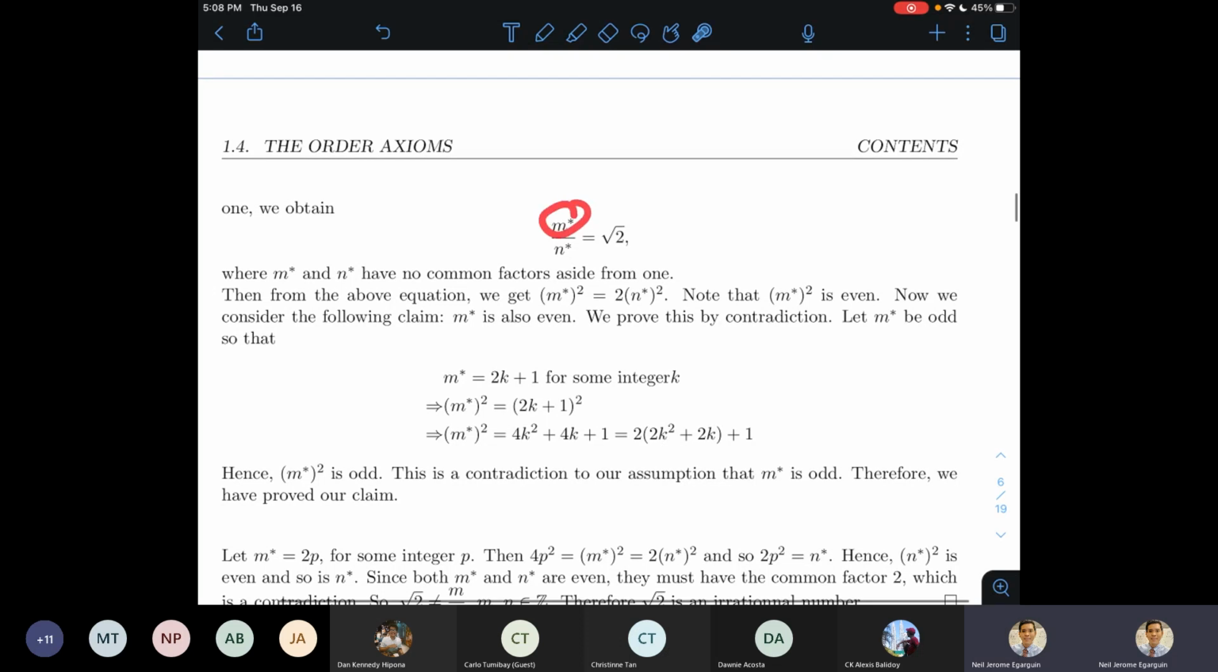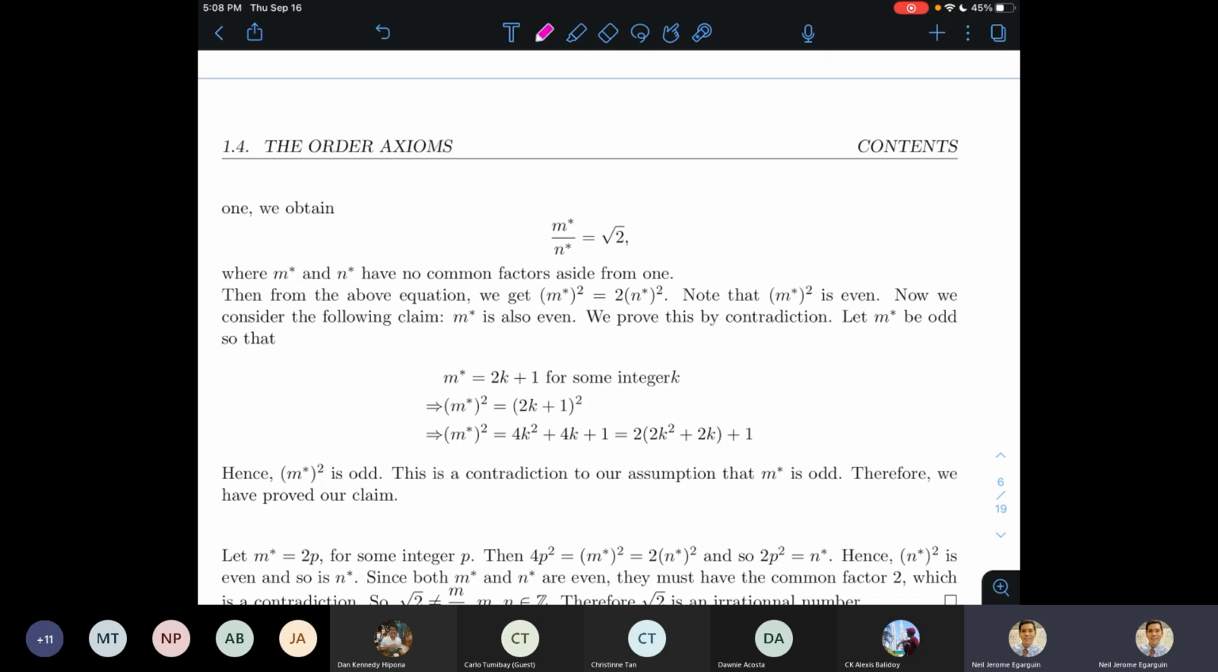Para lang, wala nang common factor si m star at saka si n star. Wala na akong pwedeng i-cancel mula sa taas at saka sa baba. Okay? Which is perfectly fine, right? We can do taking the lowest fraction for any fraction or the lowest term for any fraction. Okay. Now, what do we get?